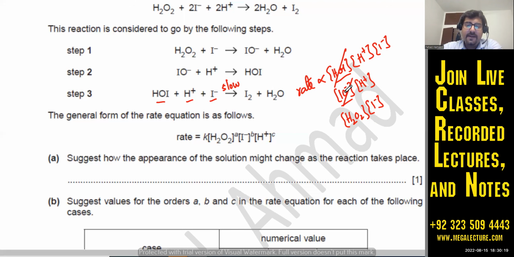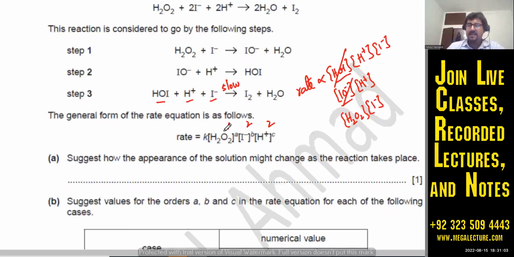After that, I figured out that IO minus one is an intermediate as well. So when I say the rate depends on IO minus one, it actually depends on the first step, so the rate indirectly depends on these two things. I replaced IO minus one with H2O2 and I minus one, because these two things actually make IO minus one. So when I collect all the terms, what do I get? H2O2 comes once, so H2O2 has a power or order of 1. I minus one appears twice, and if I sum them up, it's going to be squared. H plus one is coming twice as well, so that's going to be squared as well. So it's going to be order 2 with respect to H plus one, order 2 with respect to I minus one, and order 1 with respect to H2O2.